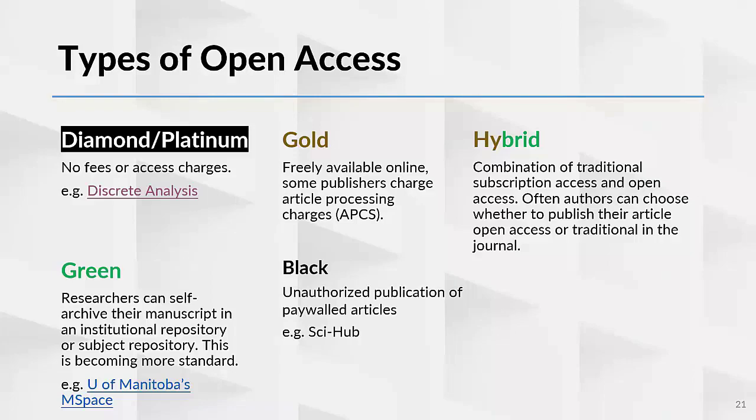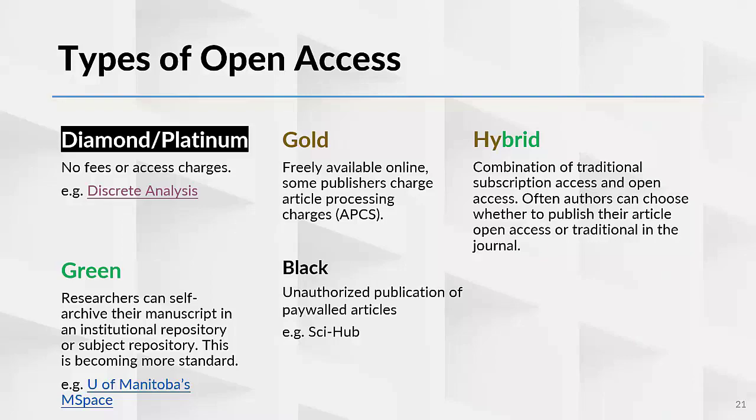There's also gold. So gold is what we're kind of talking about in the last slide, right? Gold makes something freely available online, but some or most publishers charge article processing charges, APCs. I shouldn't have capitalized that S in APCs, but article processing charges. So that is what I'm talking about, where the author is usually having to pay a fee in the thousands to make their work open access to everyone, but still publish in that journal.